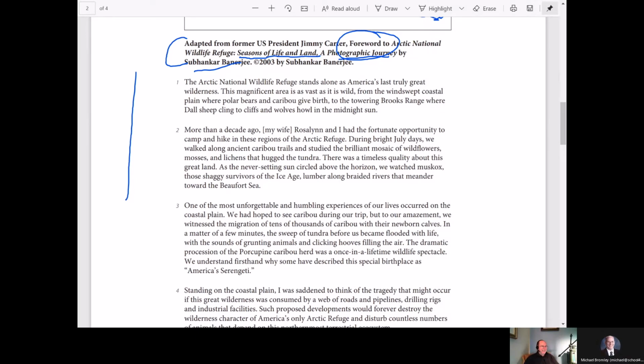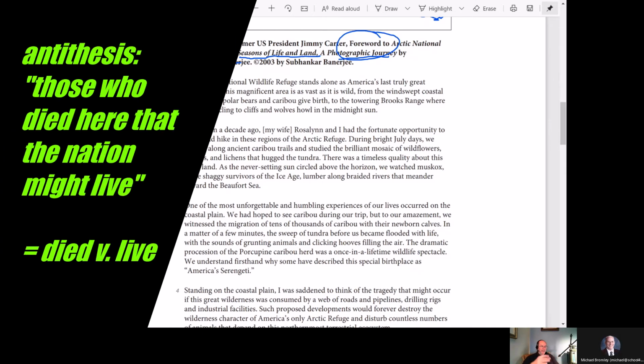Another example would be antithesis, which appears in a text that most people are familiar with, the Gettysburg Address. Lincoln uses that a lot. An antithesis is a contrast: this and then that. One of the most famous lines in the Gettysburg Address is, "Those who died here that the nation might live." In other words, we're here to bury those who died so that the nation can live. So that's an antithesis, a contrast, a duality in the language.